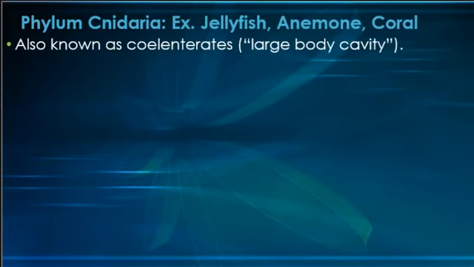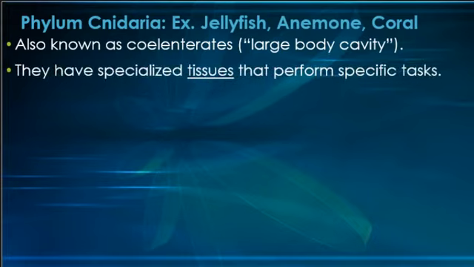So they're also known as coelenterates. All right, coelenterates means a large body cavity. So each one of these in the Cnidaria are going to have a large body cavity and then some sort of opening. They have specialized tissues that perform specific tasks. The word tissue is underlined, which makes me think there's a blank. Motion, symmetry, reproduction, and characteristics.